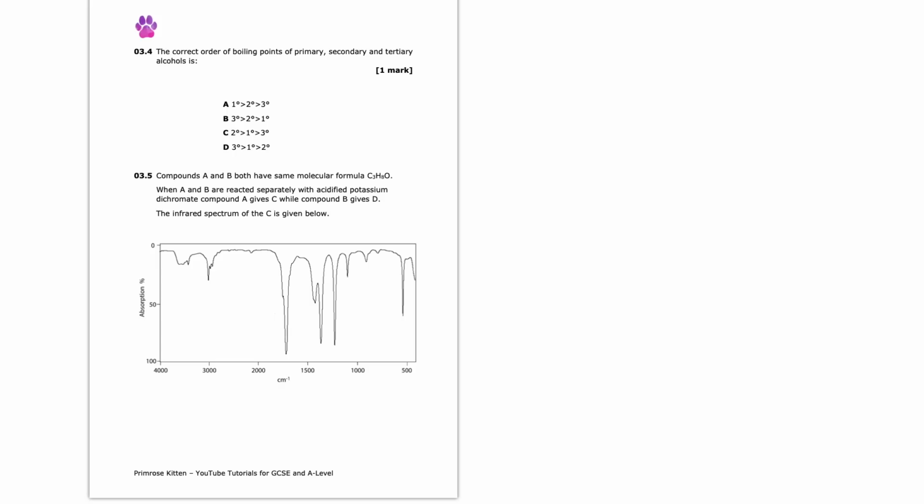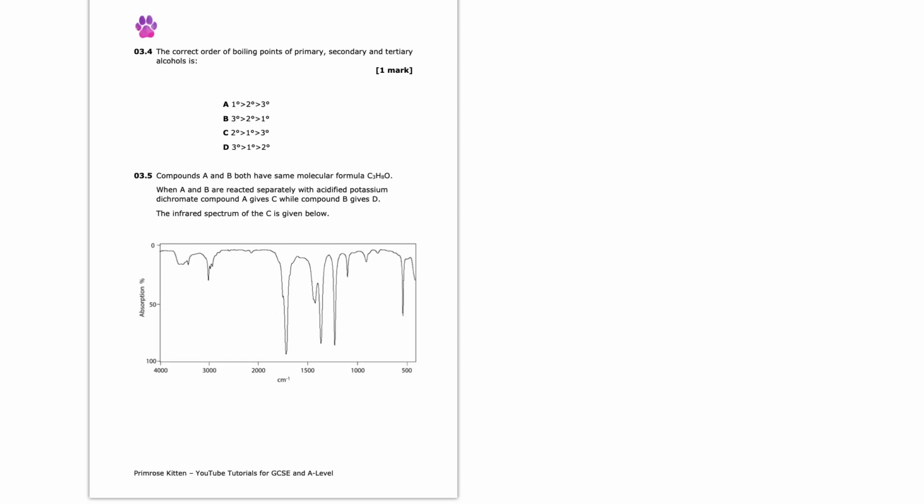Okay, so the correct order of boiling points of primary, secondary and tertiary alcohols. A similar idea here, but this time instead of solubility, we are talking about boiling points. So here it's still about the interactions between these molecules, okay? Basically it's saying which of these has the strongest intermolecular forces, because the one with the strongest intermolecular forces will need more energy to break them, and therefore they will have the largest boiling point. So what we need to ask ourselves here is which has the strongest intermolecular bonds? Is it primary, secondary or tertiary alcohols?